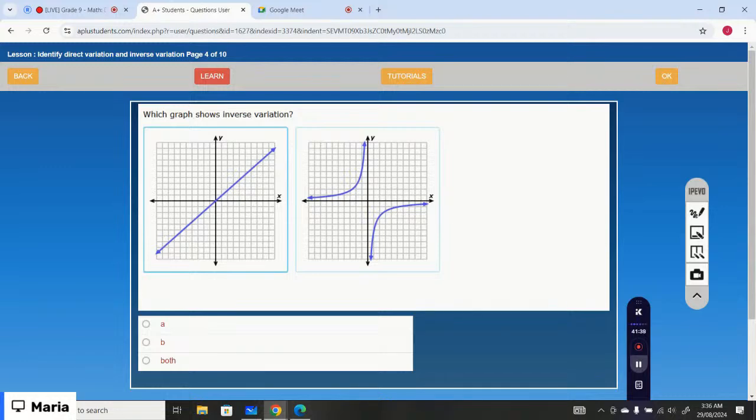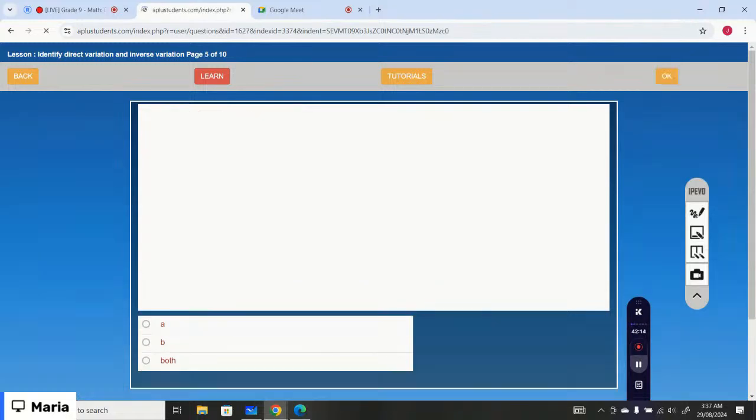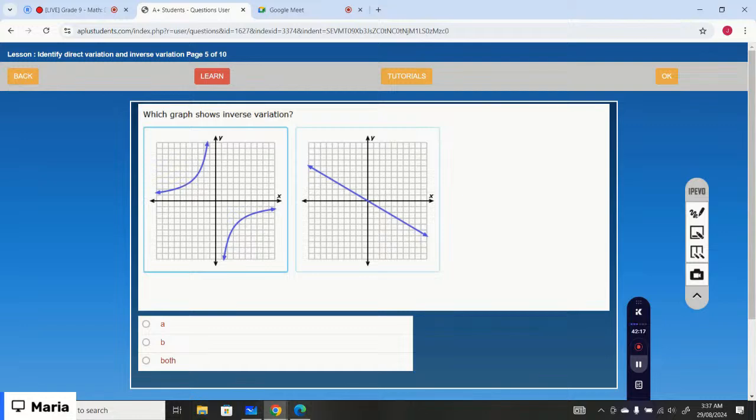Which graph shows inverse variation? Which is the correct option? B is the inverse variation, right? Option B is the correct option. Which graph shows inverse variation?